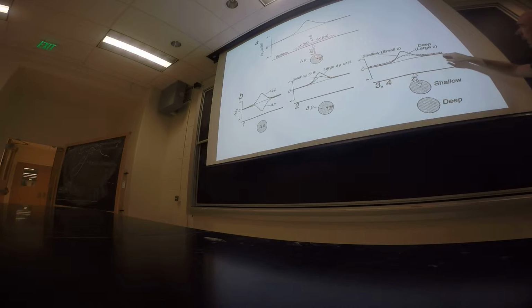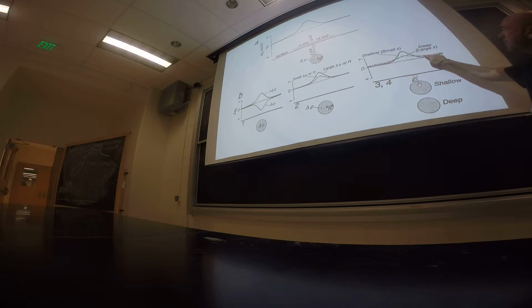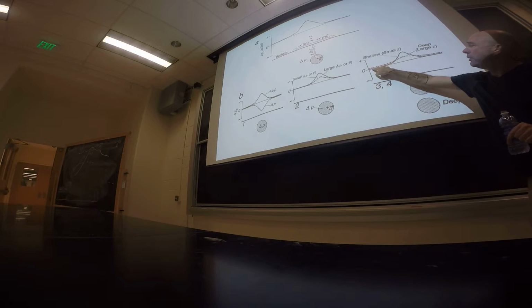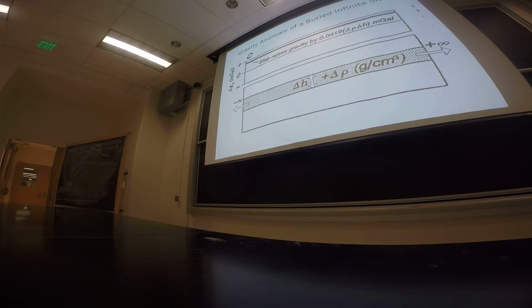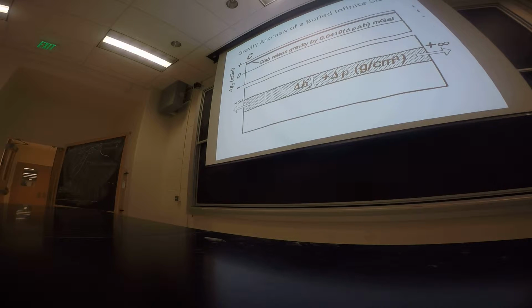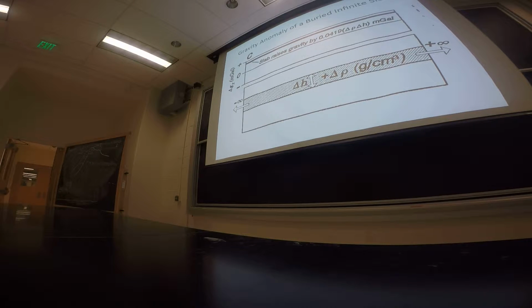So this is as if we recorded a gravity survey at the surface. What's the horizontal axis here? It's x. So we've measured gravity continuously along that surface to get that profile. Okay, the gravity anomaly of a buried infinite slab.